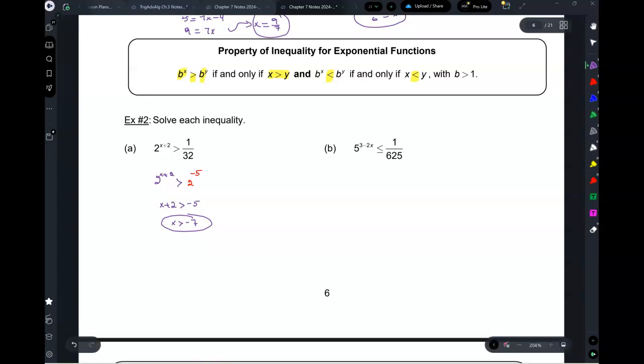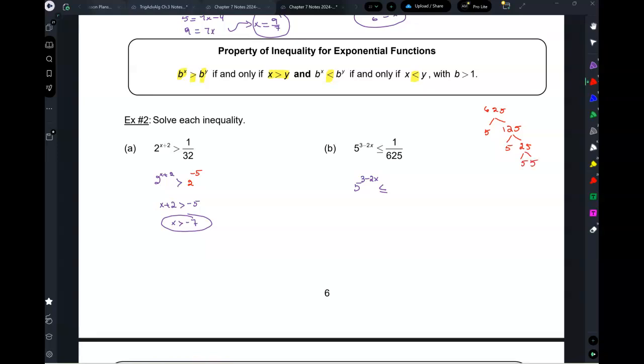Okay, this one, 5 to the 3 minus 2x less than or equal to 625. What if you don't know what 625 is? Well, let's see. If you divide by 5, you get 125. If you divide by 5, you get 25.